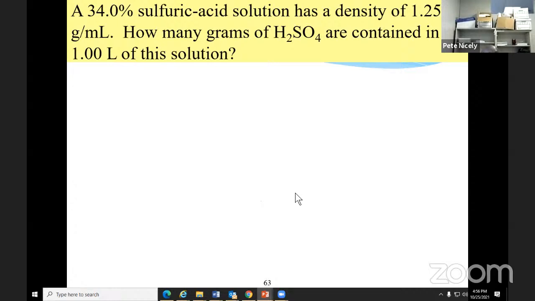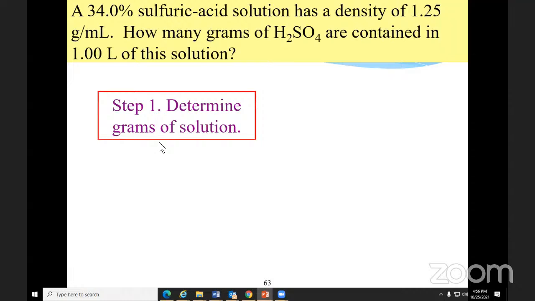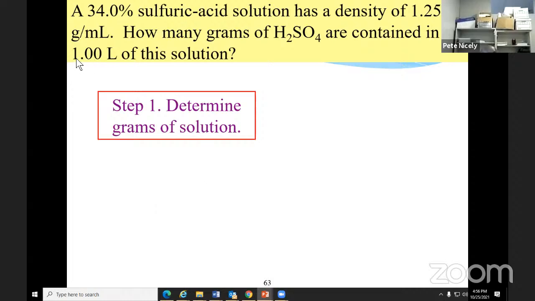All right, so here's another example. Now, this one is a bit more complicated because they gave you the percentage, but they also gave you the density and they gave you the volume of the solution. And the question is asking how many grams of sulfuric acid are contained in that volume of the solution. All right. So the first thing I would do is determine the mass of the solution in grams. Now we can do that because we're given the volume in liters and we are given the density of the solution. So this is the setup right here.